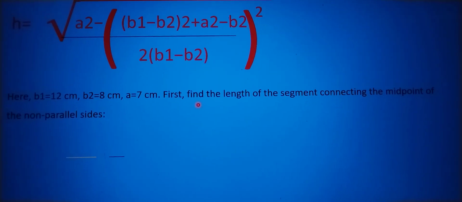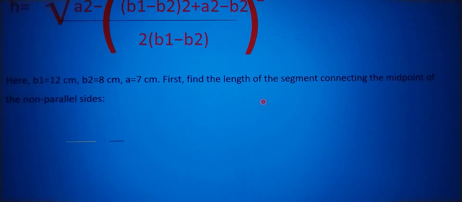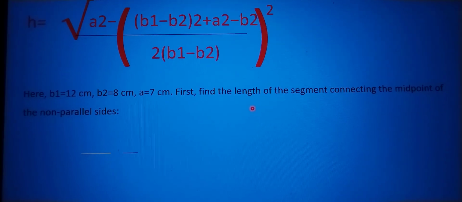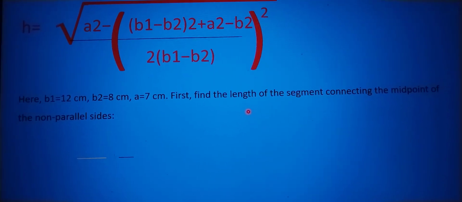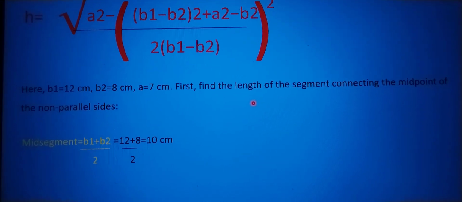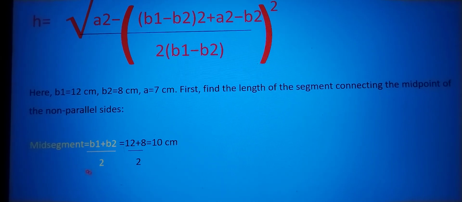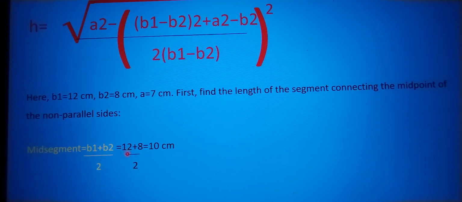First, find the length of the segment connecting the midpoints of the non-parallel sides, which means we're going to search for the mid-segment, or the segment that connects the midpoints of the non-parallel sides. So the mid-segment is equal to (B1 plus B2) over 2. This is a formula we can use anytime when we're searching for the mid-segment.